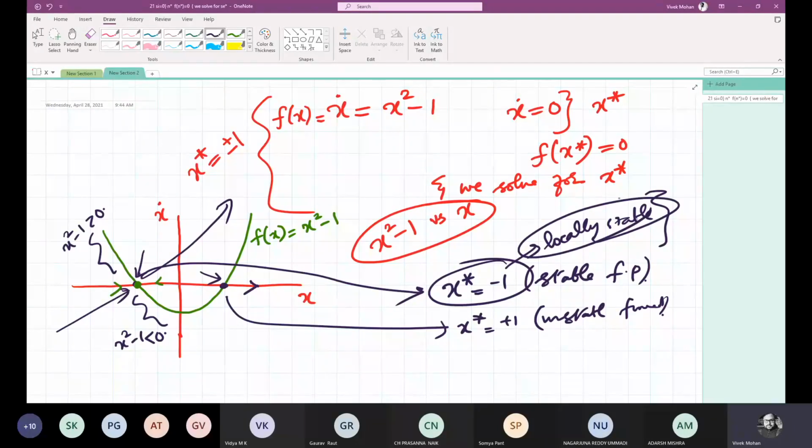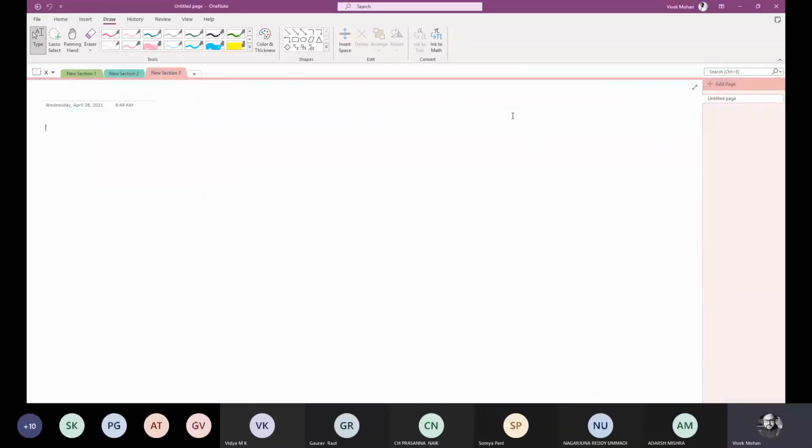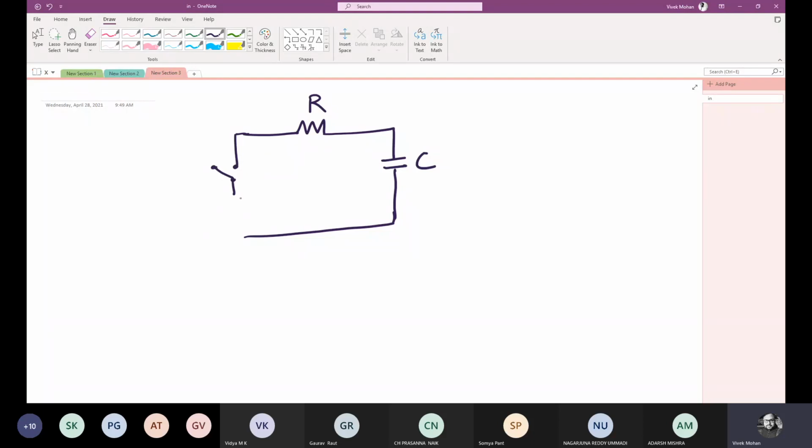Now I'm going to apply this on a real circuit. We are slowly going to an electrical application where an RC circuit will be analyzed. So I'm taking here an RC circuit. R is there, C is here. We have a switch here. This is the voltage, V0. This point is grounded. Now we have a current I.